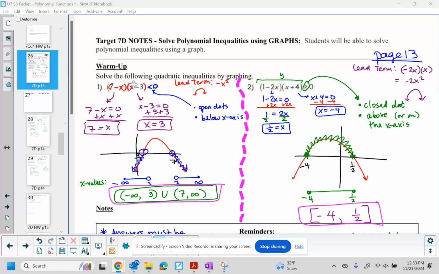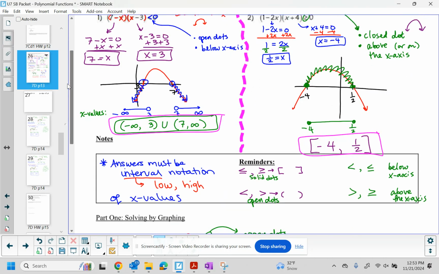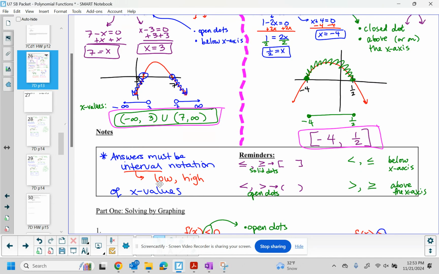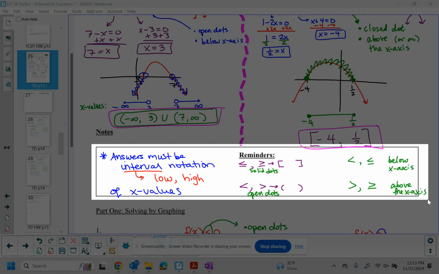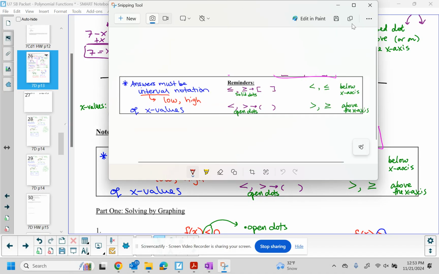Okay, so for 7D, we are talking about polynomial inequalities. I wanted to remind you that your answers should always be x values in interval notation. You are going to have either solid dots or open dots, and that tells you what kind of bracket you will have. If it is less than 0, it will be below the x-axis, and more than 0, it will be above the x-axis. So we're going to bring this with us to the next page here.